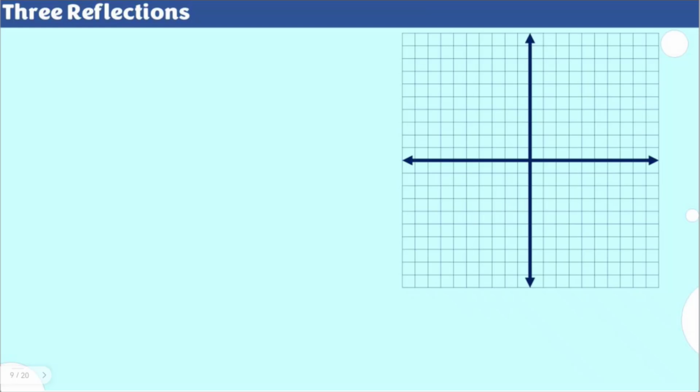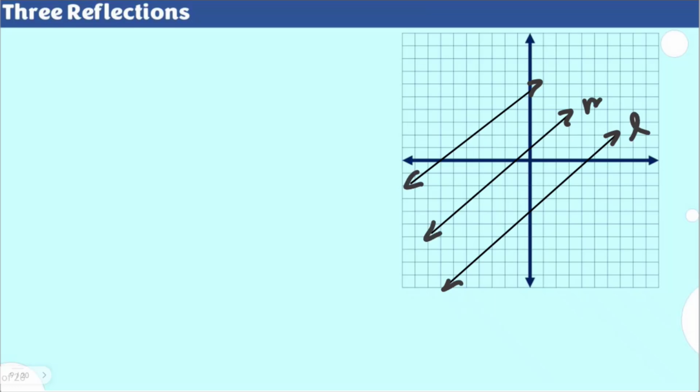Let's say we have three different lines here, assuming that they are all parallel. So let's say these are three parallel lines: line L, line M, and line N. And we have here a certain point, X.